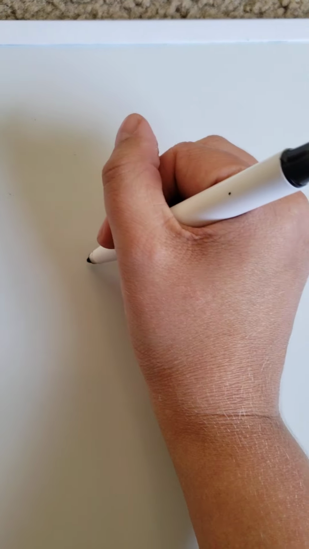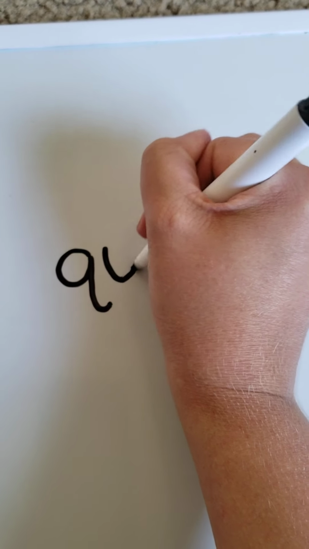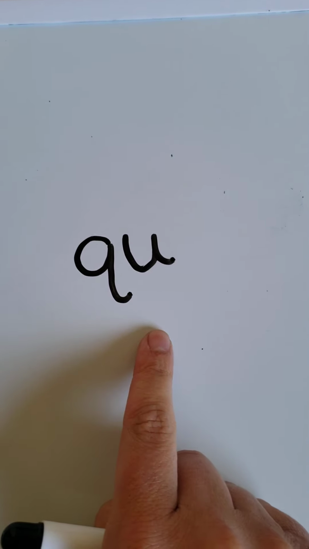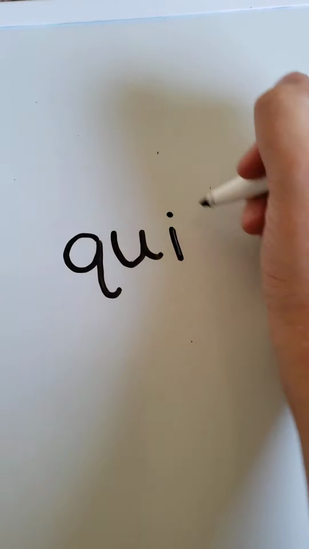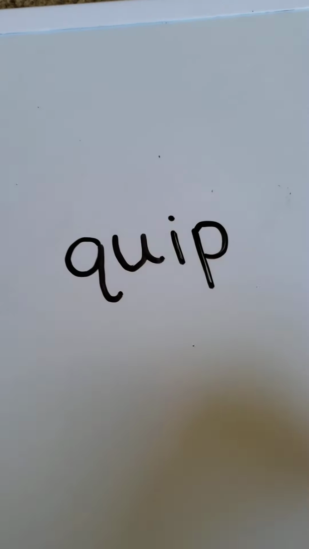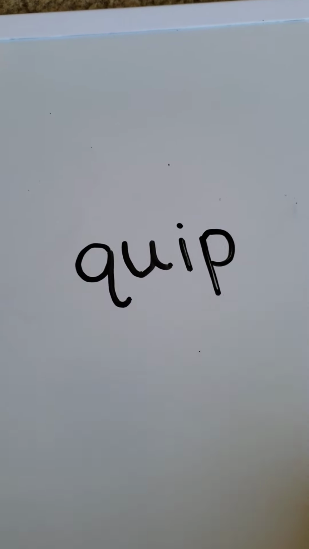Okay, the next word you need to know is kind of a silly word. Okay, first, do you remember this digraph? It's qu. Qu, i, p. Qu, ip, quip. Quip. That's kind of a silly word. So quip means if you were to say something funny. It's kind of like saying something in a silly way or in a funny way. Okay, so print and quip.